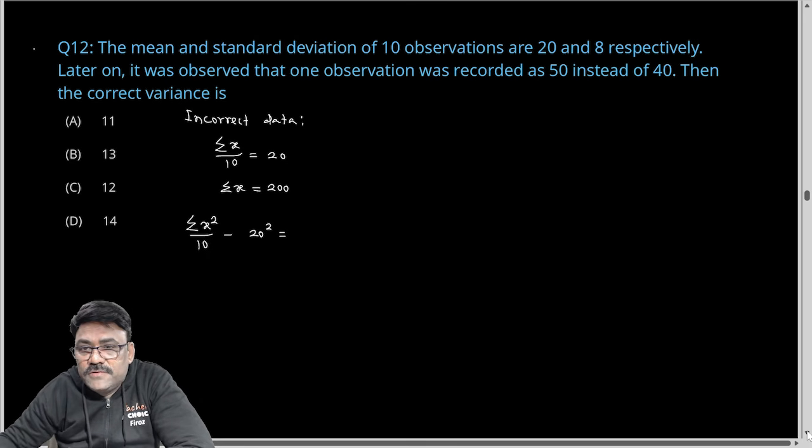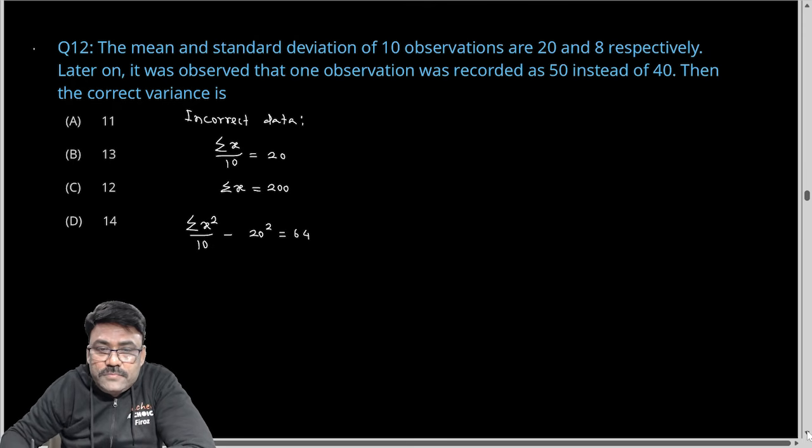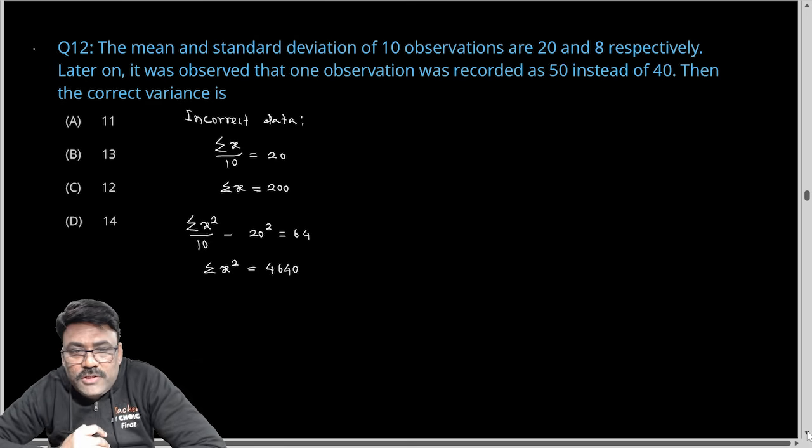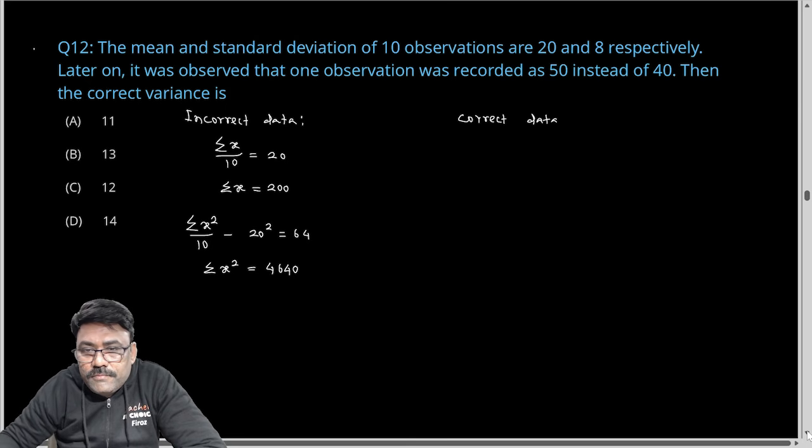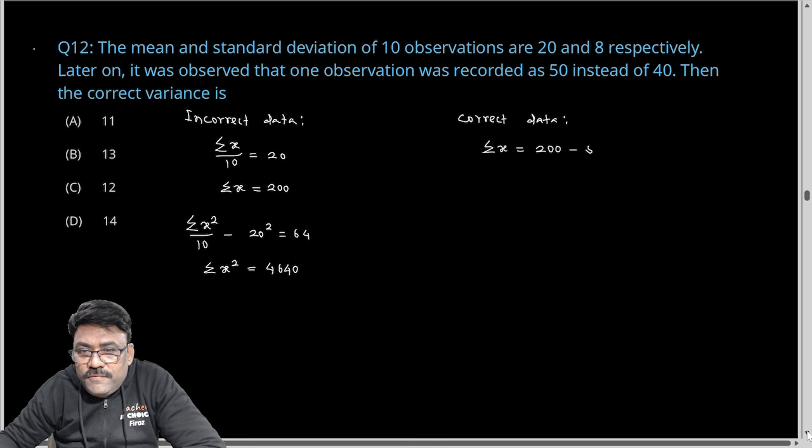Actually, 8 is the standard deviation, so the variance will be 64. You are getting sigma x square as 464 into 10, so 4640. This is the incorrect data. So now what will be the correct data? Let's correct sigma x. So the sum is 200. But one observation was recorded as 50. It is wrong, so let's eliminate it. And the correct data is 40. So 50 eliminated, 40 added. So this is 190.